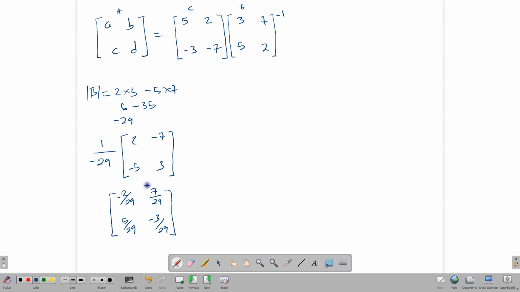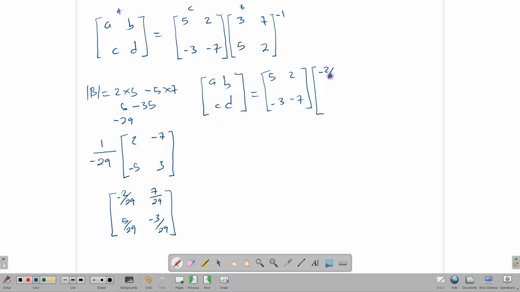So what we're saying now is that we're going to take our (a, b; c, d). So (a, b; c, d) is going to be equal to this matrix, (5, 2; -3, -7), multiplied by B inverse, which is this.